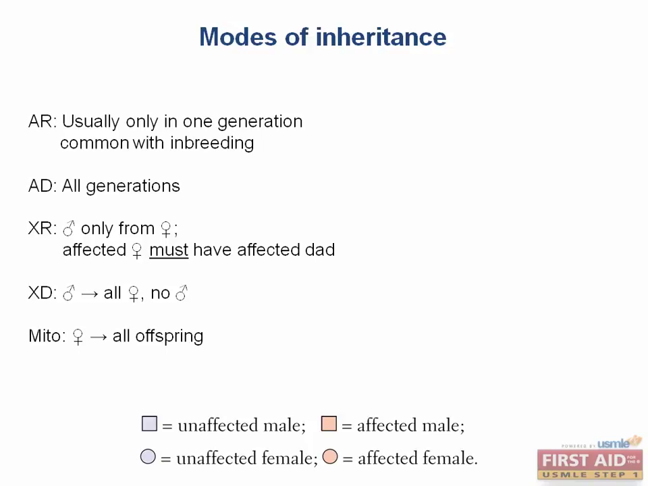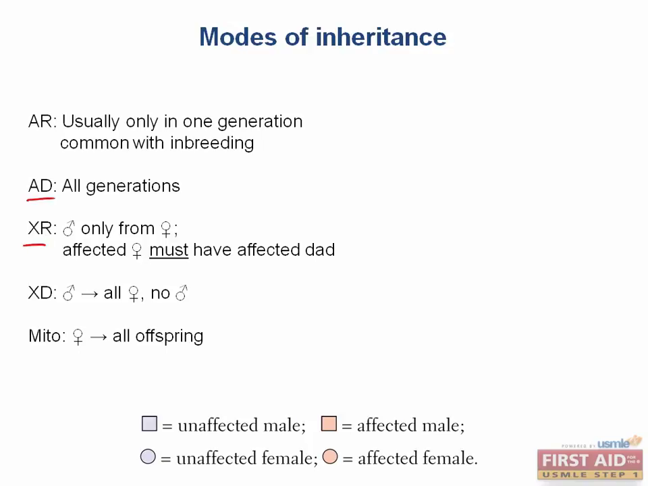So in summary, for autosomal recessive diseases, you'll usually see them in only one generation, since carriers don't show the trait. And what I didn't tell you before is that these are a lot more common in cases of incest, since members of the same family can both be carriers. Autosomal dominant diseases are generally in all generations, since one person can't have it unless one of their parents has it also.